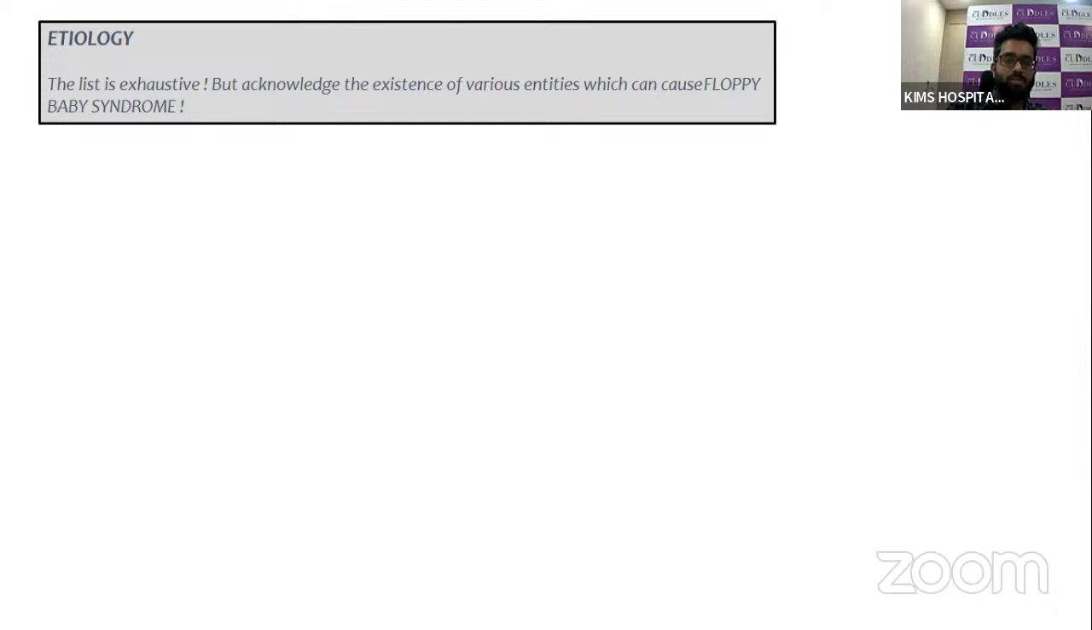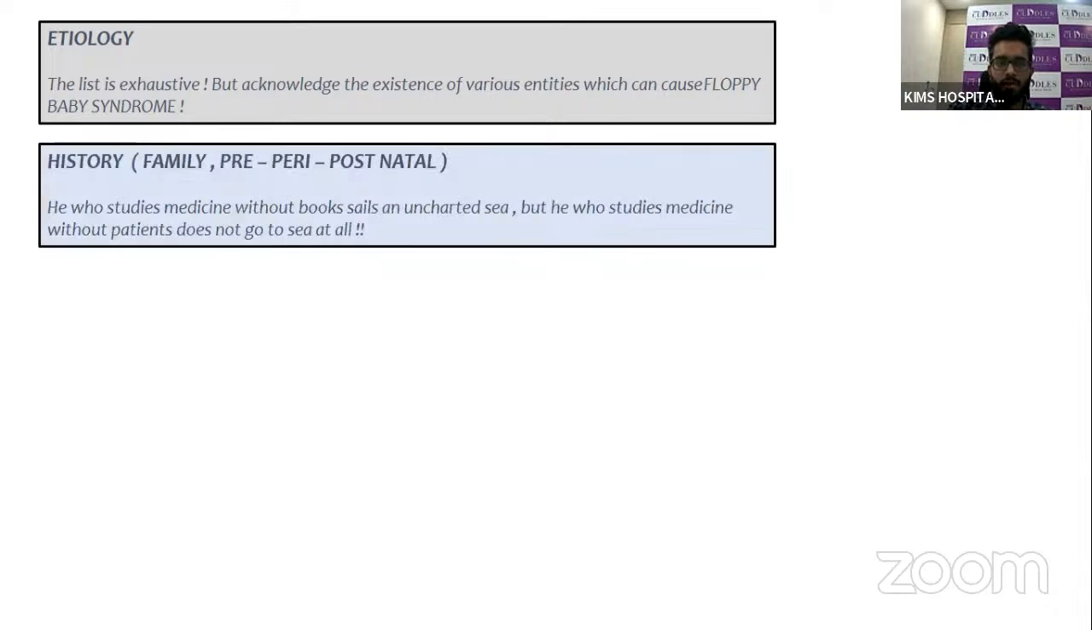You have to know the list of it, because if you don't know the condition, then you will never suspect it. So the list is exhaustive, but you have to acknowledge the causes of floppy baby syndrome, which we'll be discussing in this talk in detail. And as I said, the history is extremely important when you're dealing with a genetic disorder, starting from family history, because in India we have a lot of consanguinity, and most of the genetic disorders we see in neurology are autosomal recessive, a big chunk of them.